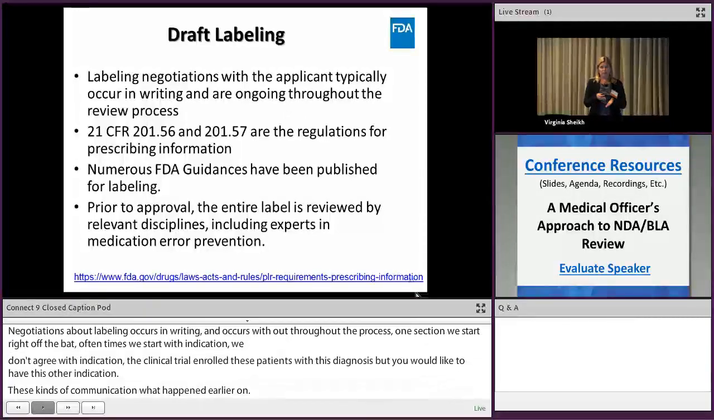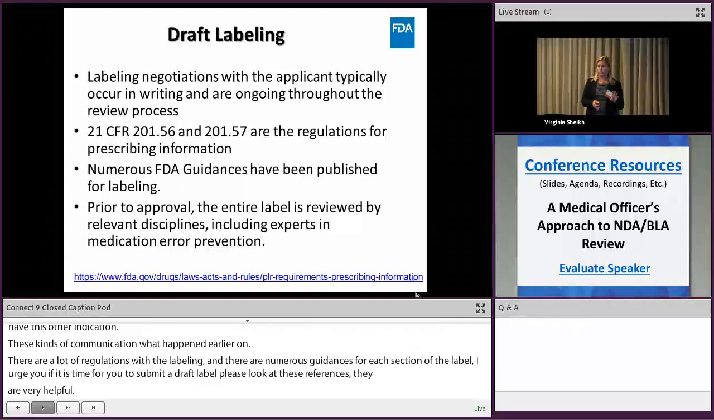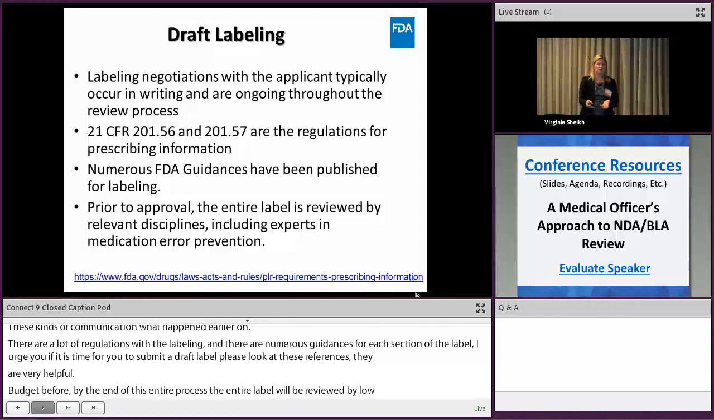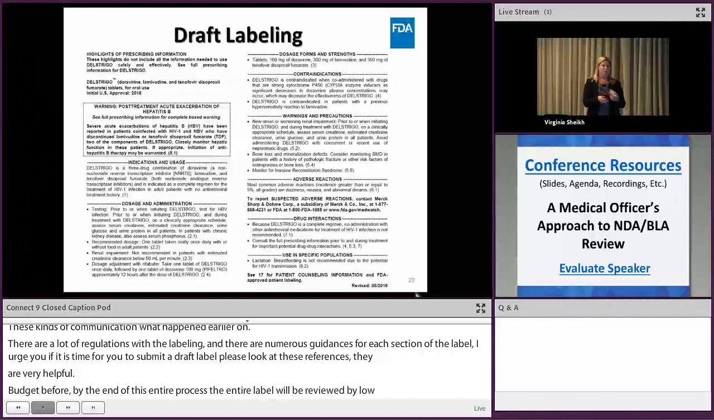There are regulations for the labeling, and there's numerous guidances for each section of the label. So I urge you, if it's time for you to submit a draft label, please look at these references because they're very helpful. But by the end of this whole process, the entire label will be reviewed by relevant disciplines, including experts in medication error prevention. They'll go behind us and say, well, look what they've written. Will somebody really understand what that means when you give this step 3 of using a syringe or something like that? Or making sure that the language for the patients is appropriate.